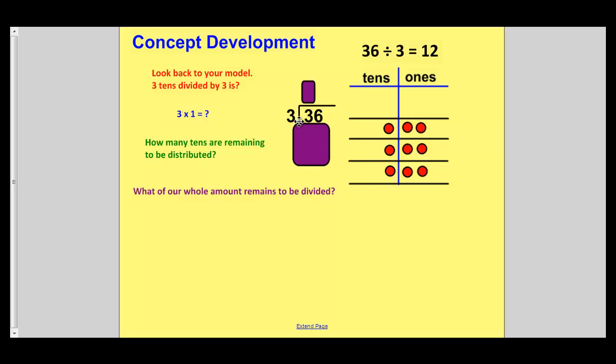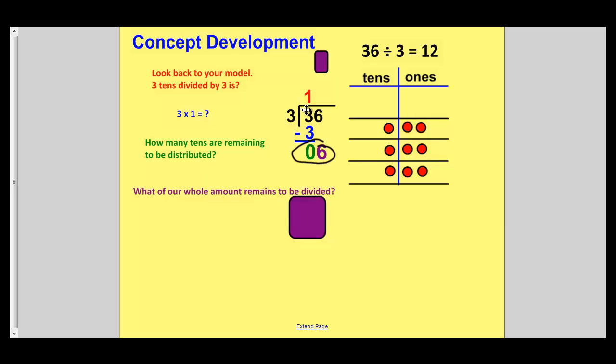I took 3 tens and divided it by 3, and that gave me 1, and then 1 times 3 is 3, and 3 minus 3 is 0. Then I divided the 1, so that's why the 6 comes down. So I had 6 ones. Now I'm ready to divide the 6 ones. Whatever is left down here below the equal bar is what is left to divide.